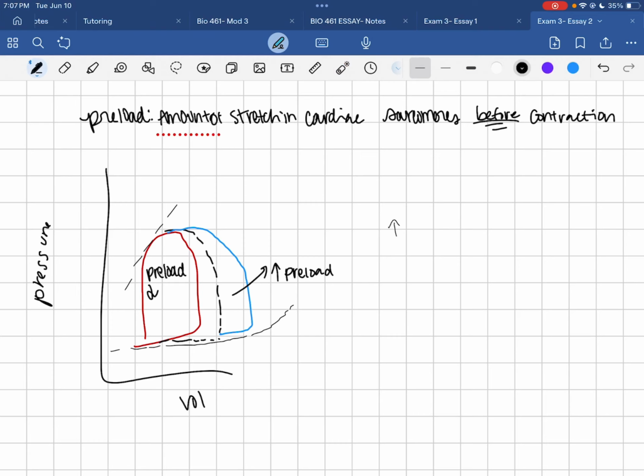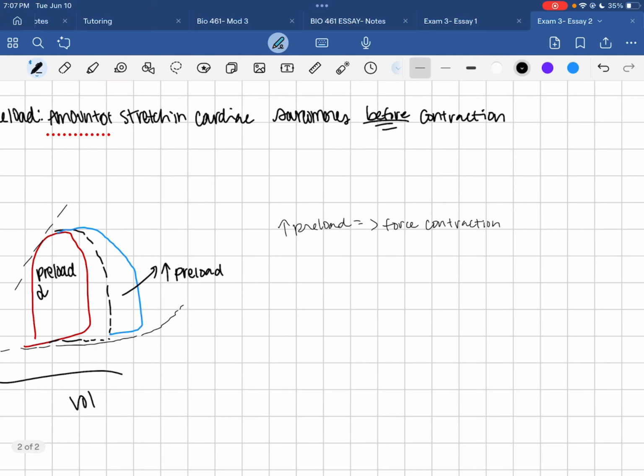So basically the heart is pumping what it gets, and a higher preload leads to a greater force of contraction. An increase in preload is equal to a greater force of contraction.